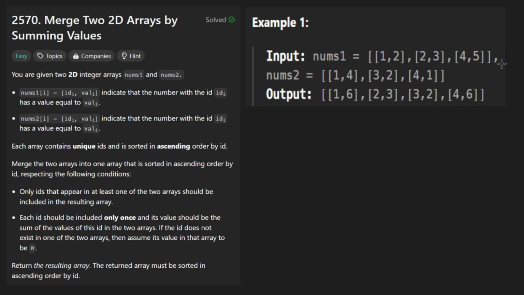Similarly, if this pointer went out of bounds, but there were still some values over here, one or maybe more than that, we would take all of them and add them to the output in that order. So that's pretty much the solution.